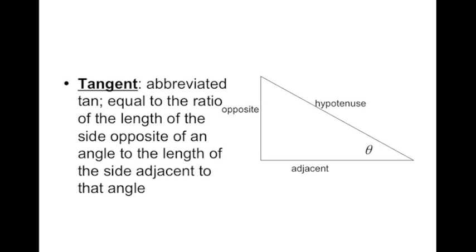It says it's equal to the ratio, or the fraction, of the length of the side opposite of an angle to the length of the side adjacent to an angle. For our beginning trig information, we will only be working with right triangles. It will be very important that we are only working on right triangles for now.